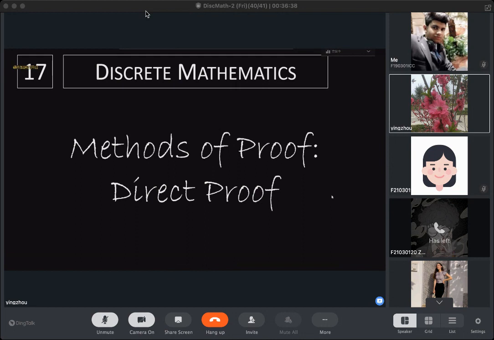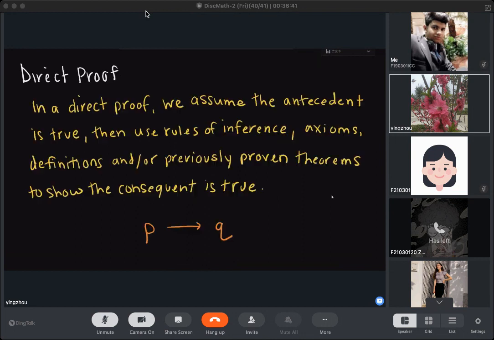In this video, we're going to take a look at a method of proof called direct proof. In a direct proof, we assume that the antecedent is true and then use the rules of inference, axioms, definitions, etc. to show that the consequent is true. So we're assuming P is true and proving Q is true. That is our goal.